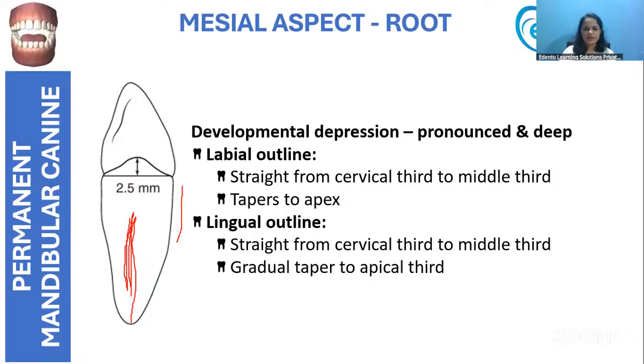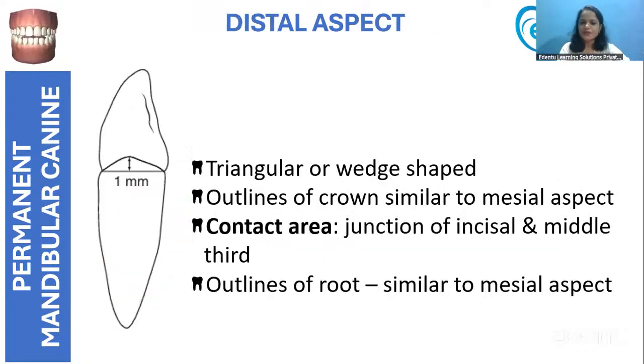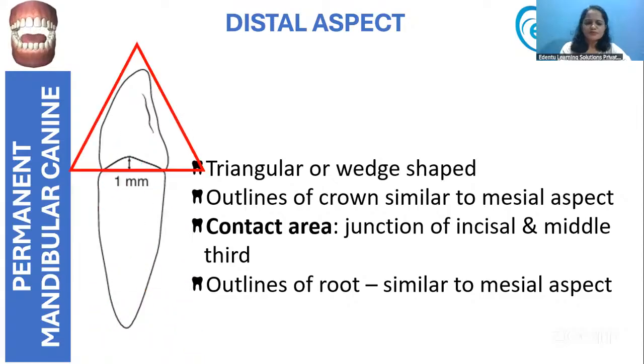And the labial outline is straight from the cervical third to the middle third, and from the middle third, it tapers. Lingual outline is also straight from the cervical third to the middle third, and from the middle third, it tapers. Just like we had discussed about the outlines of the other roots, very similar. Here also the shape is triangular or wedge shape, and the curvature is less. The depth of curvature is comparatively less when compared to the mesial aspect. Only 1 millimeter depth of curvature is there. All the other outlines are very similar.